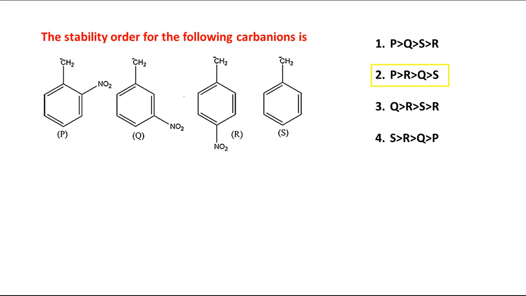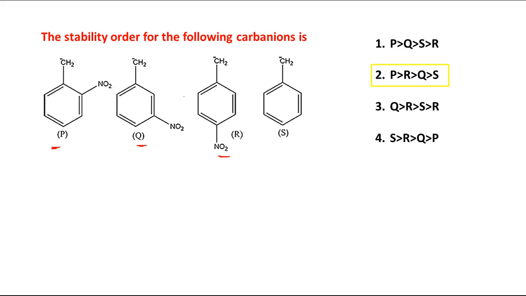The stability order for the following carbanion is. So here the answer I have selected by mistake is P, R, Q and S. But why it is so, that we have to see. So P is the first species, then Q, then NO2 at 4 position, and then there is no substituent in the last species, right?